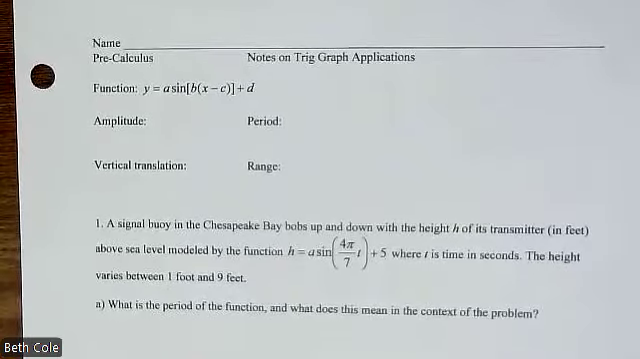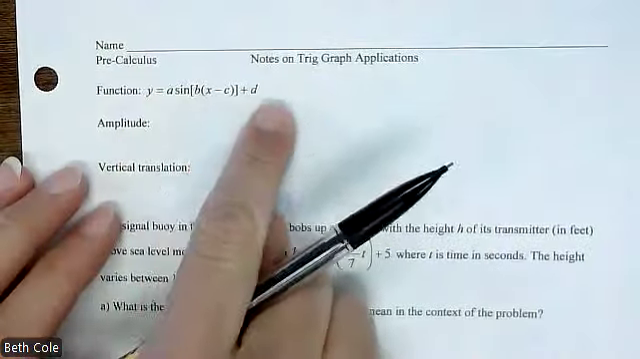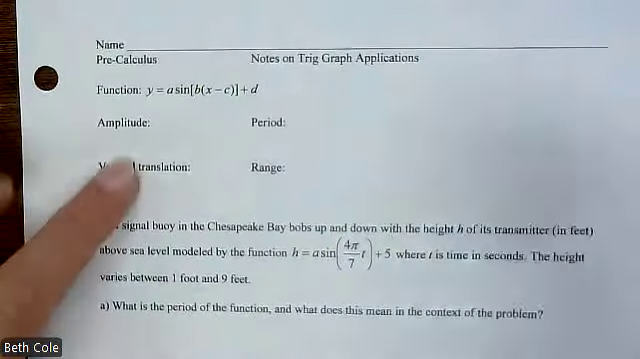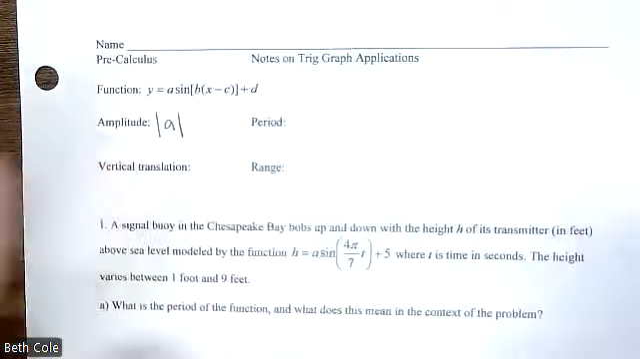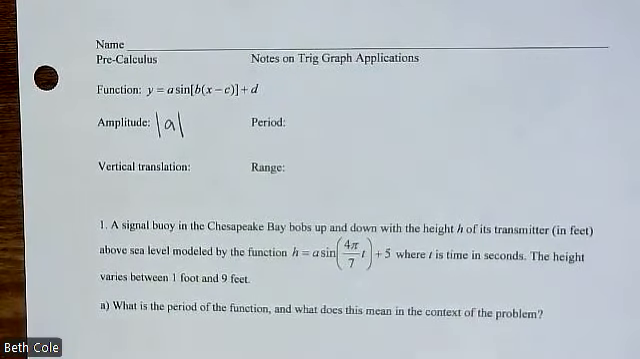So how do you get your amplitude? I'm looking for one of these letters that's in here. A. And it is the absolute value of A. It's a distance from a center line, and so a distance cannot be negative.